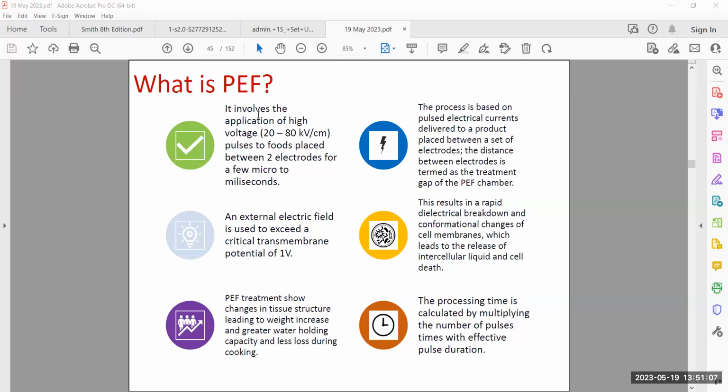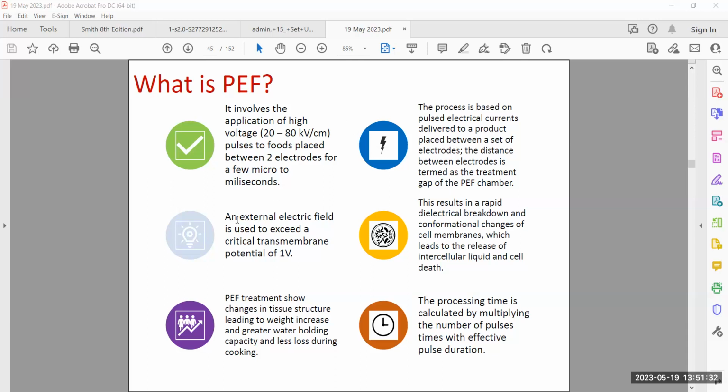So it basically involves an application of high voltage between 20 to 80 kilovolts to food that is placed between two electrodes for a few microseconds to milliseconds. The process is based on pulse electric current delivered to a product placed between a set of electrodes, and the distance between the electrodes is termed the treatment gap.